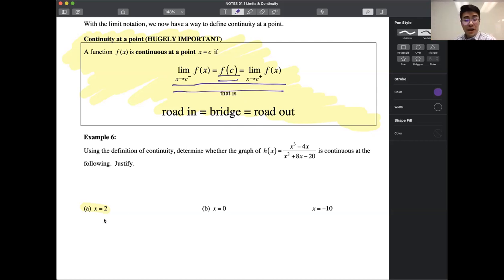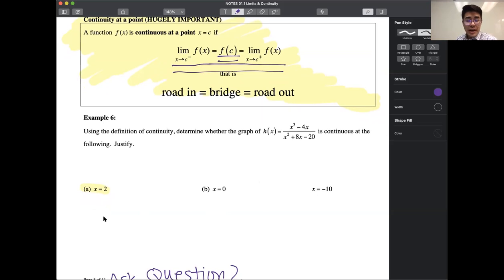So for example, if I wanted to show continuity at x is equal to 2 for this function, let's plug in the number 2 first. So 2 cubed minus 4 times 2 over 2 squared plus 8 times 2 minus 20. And if you notice on the bottom, 2 squared plus 8 times 2 is 16. 16 minus 20... is divided by 0, right? So when you divide by 0, that's undefined. So then this one cannot be continuous, right?